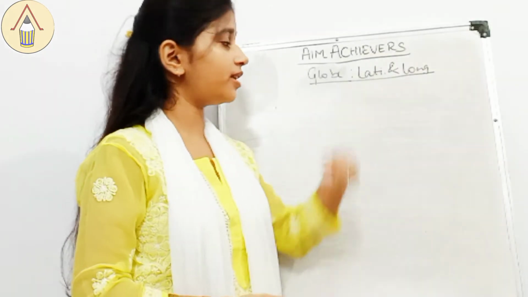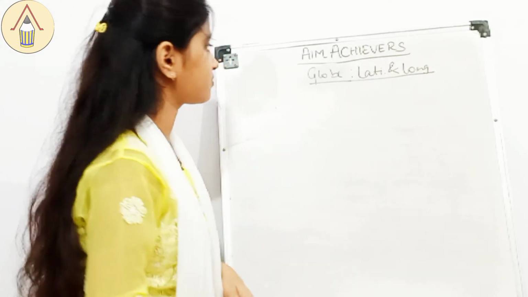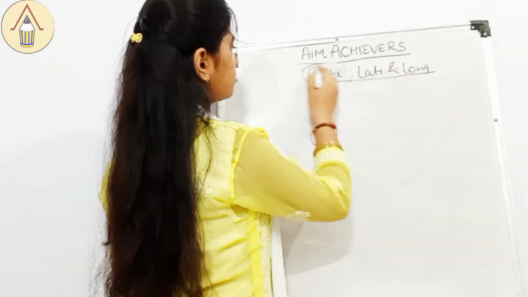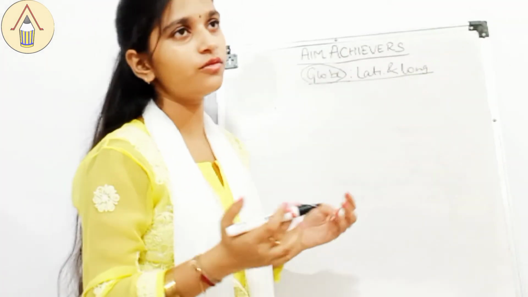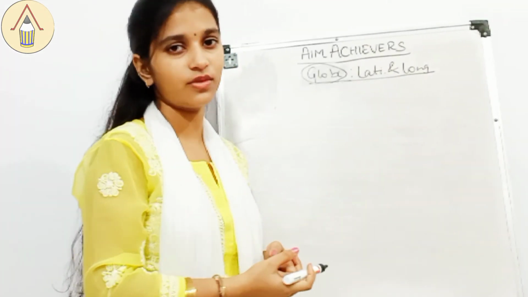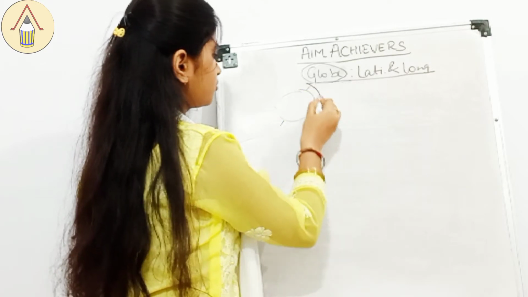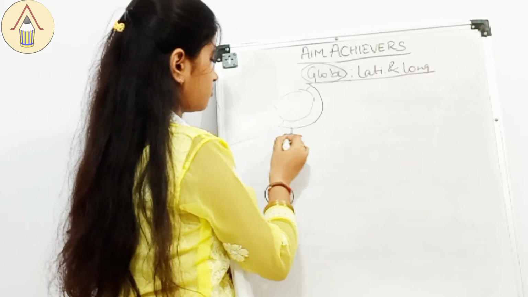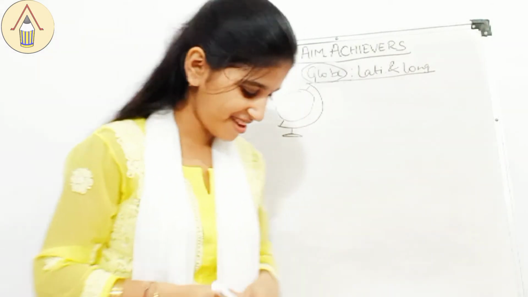Today we will be starting the next chapter, globe, latitudes and longitudes. First of all, what is a globe? So globe is a miniature form of Earth that represents Earth in its actual form. Okay. So this is globe, you all know. Sorry for the drawing. Okay.